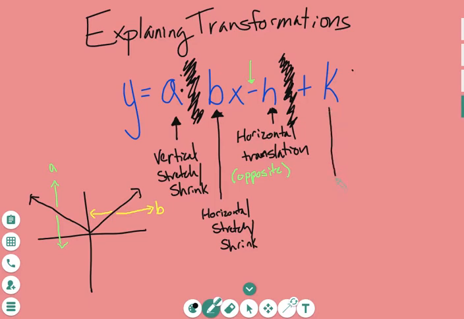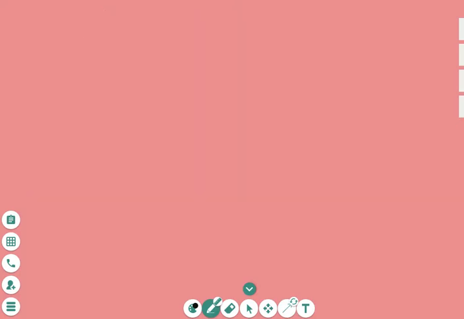Finally, we have our k value. Now k is our vertical translation. So k takes our graph and moves it up or down. So each of these 4 different types of transformations affect your graph in a certain way, and it's going to be important for you to recognize where they are in order to know what you're doing.